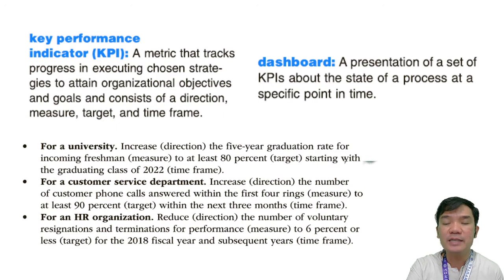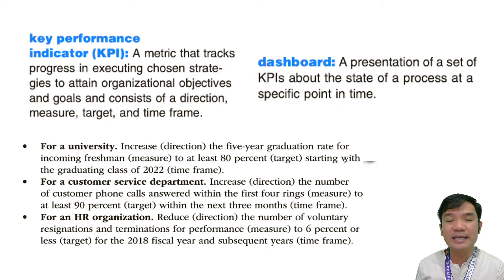Another term commonly used in business, most organizations use this term now, is key performance indicator. This is a metric that tracks progress in executing chosen strategies to attain organizational objectives and goals, and consists of a direction, measure, target, and time frame. So KPI here is a good idea on how to determine our progress.